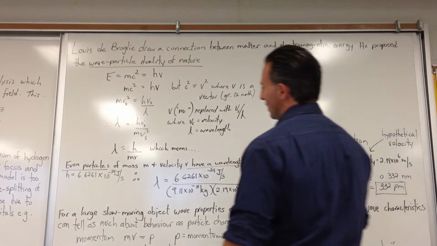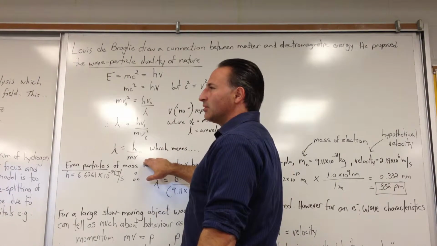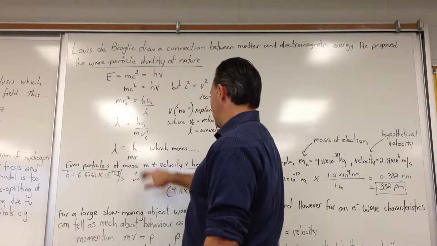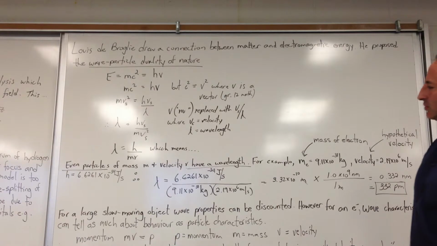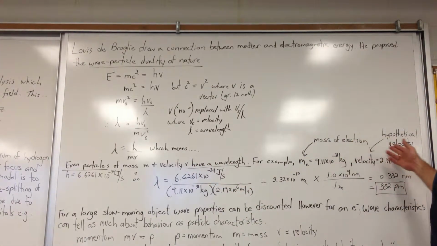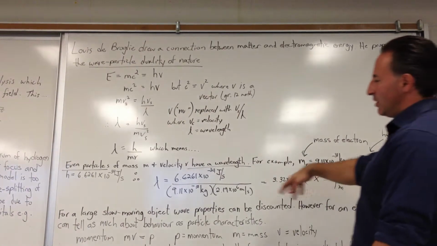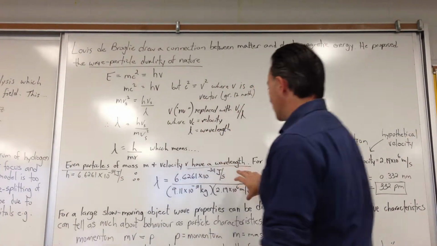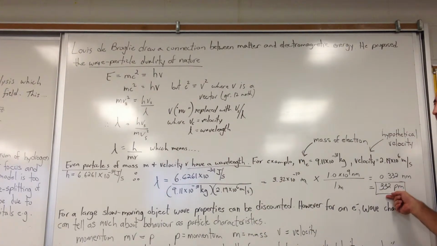And when he isolated lambda, he found that every particle can be thought to have a wavelength. So even particles of mass m and velocity v have a wavelength. For example, we could take a hypothetical electron traveling at the speed of 2.19 times 10 to the 6 meters per second. Here's the mass of an electron. Here's Planck's constant. If you plug all those values into this equation, you get a wavelength. So an electron traveling at a certain velocity has a wavelength.